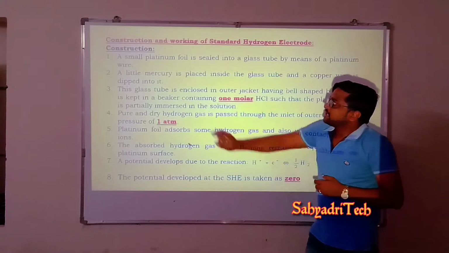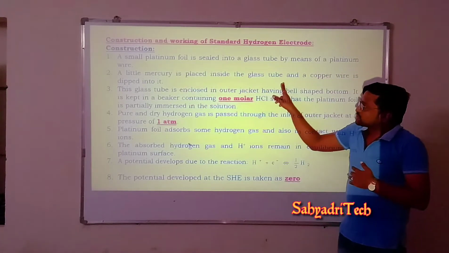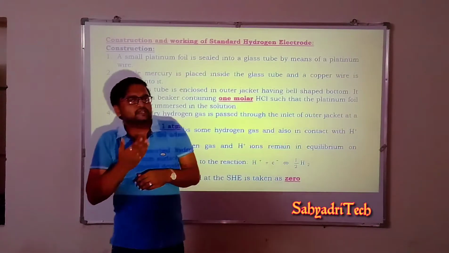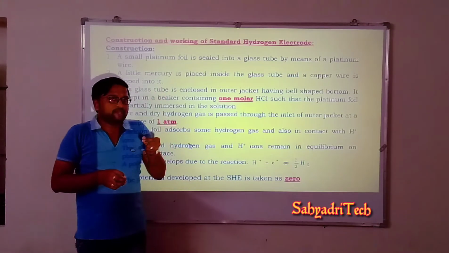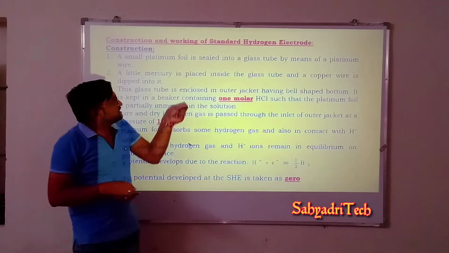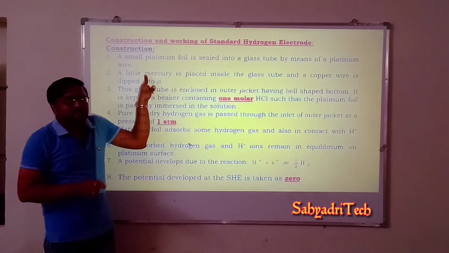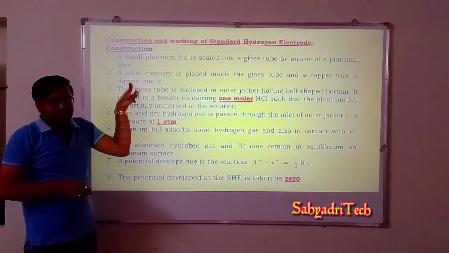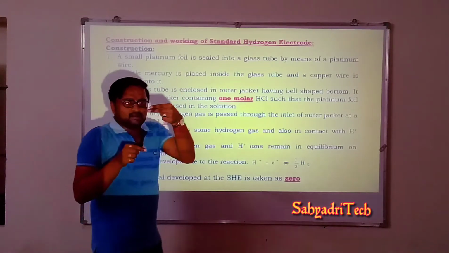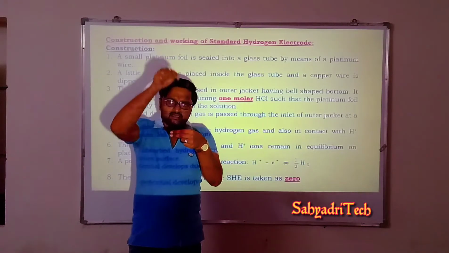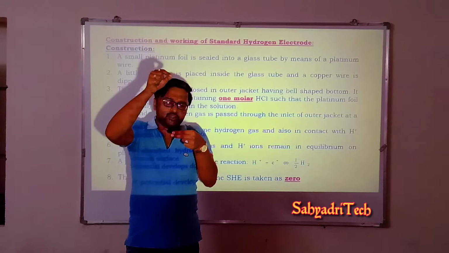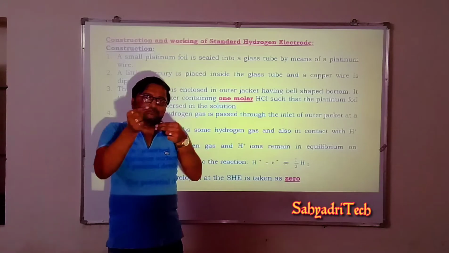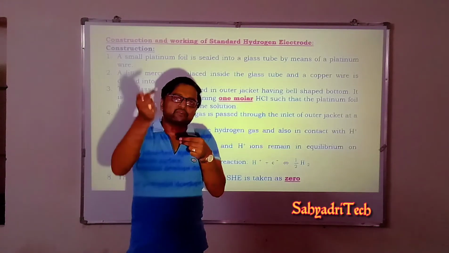Then the second point: a little mercury is placed inside the glass tube and a copper wire is dipped into it. So further, what we are doing, part of the glass tube we have is filled with a small quantity of mercury. So a little mercury is placed inside the glass tube and copper wire is dipped into it. So now we can say, we have a platinum foil above which there is a small glass tube. Okay, that platinum foil is sealed to the glass tube with the help of platinum wire. Further, that glass tube is filled with a small quantity of mercury and we are going to dip a copper wire in it.